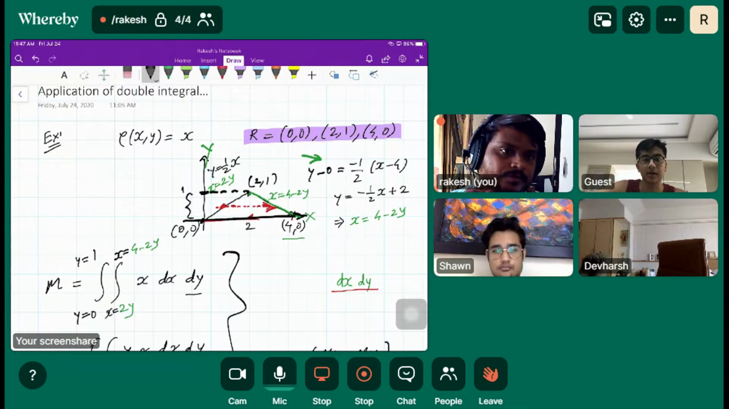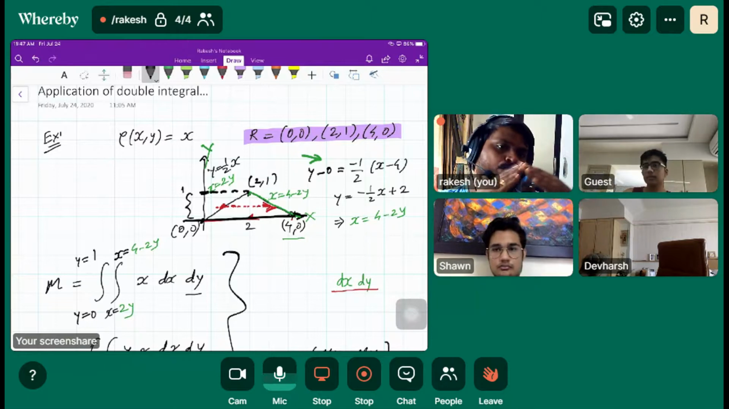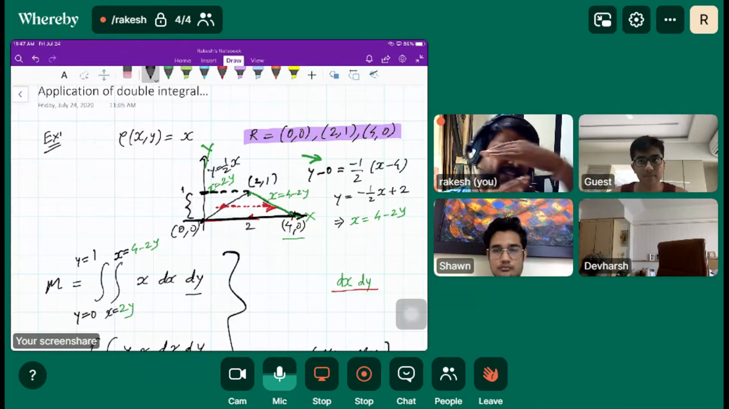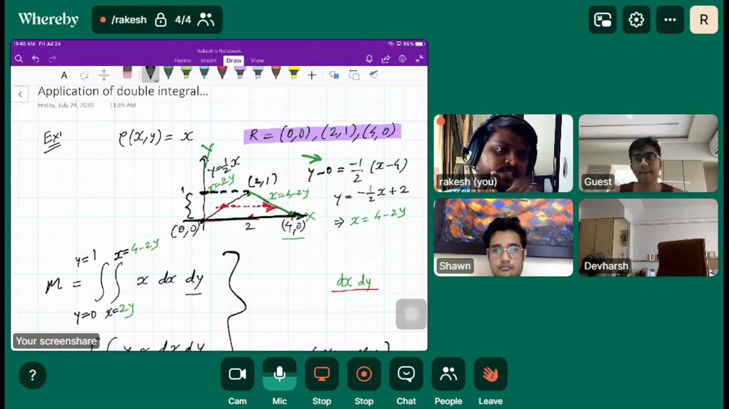Here we have only one direction where the region is covered by two constant functions. That is the x direction. And the procedure is to set the lower limit and the upper limit as x is equal to something for the inner integral.